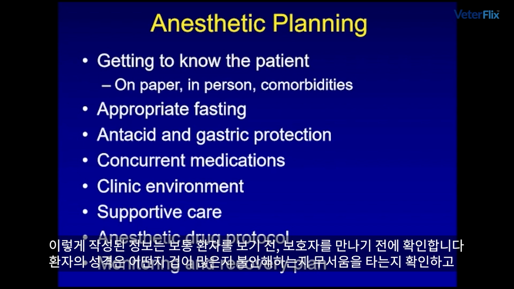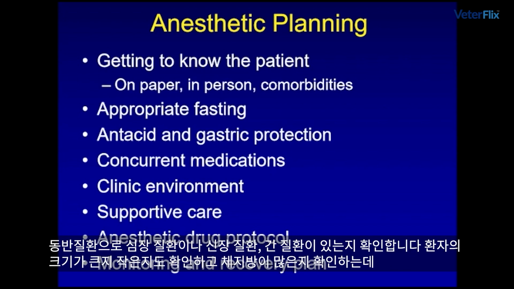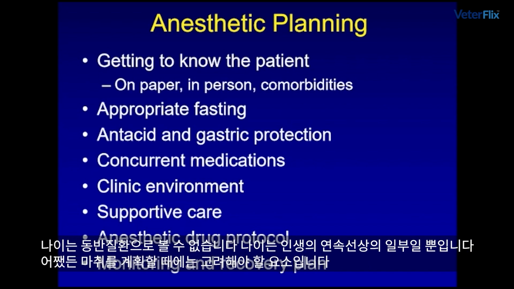What's their personality like? Are they timid? Are they anxious? Are they fearful? And of course, if they have comorbidities, are they a cardiac patient? Or are they a renal patient? Or do they have liver compromise? Are they really large? Are they really small? Do they have a lot of body fat? And age is not a comorbidity. Age is a part of the continuing spectrum of the lifespan. However, we need to take that into consideration also when we're planning.